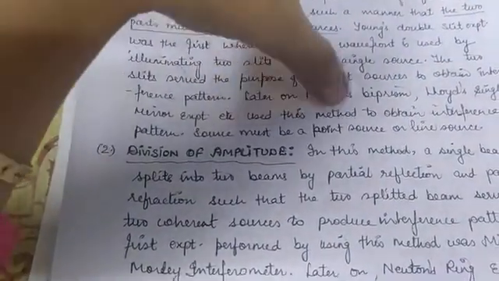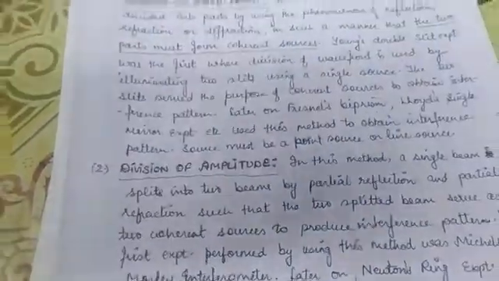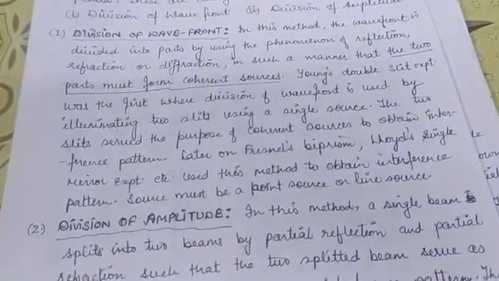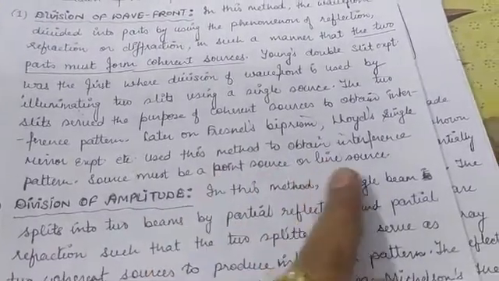The source must be a point source or line source for the first type of division. That means in division of wavefront, it is compulsory for the source to be a point source or a line source.